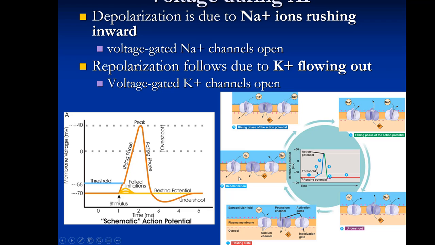So that requires a little bit of thought. Both sodium and potassium have a positive charge. So sodium rushing into the cell is going to make the inside of the cell more positive, and that's the depolarization. In turn, potassium also has a positive charge. It's going to rapidly leave the cell. When positive charge leaves the cell, that brings the inside of the cell back to being more negative, and that's the repolarization. So key point, the depolarization is due to sodium ions rushing into the neuron. Repolarization is due to potassium ions flowing out of the neuron.